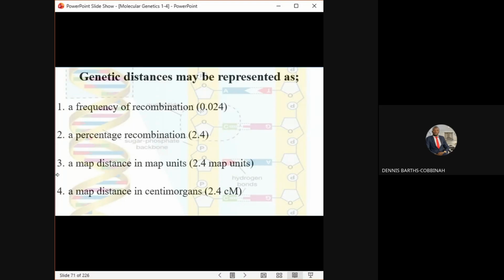Okay. So, for example, in your test, if I give the frequency of recombination as 0.060 for the genetic distance, and I ask you to convert it to map distance in centimorgans, the answer expected is going to be 6.0 centimorgans.